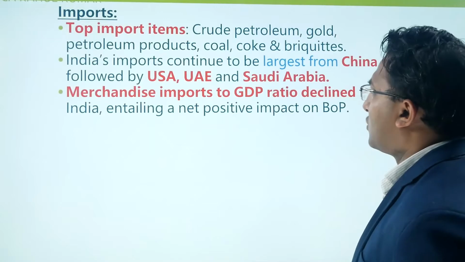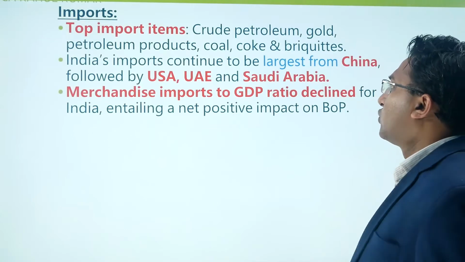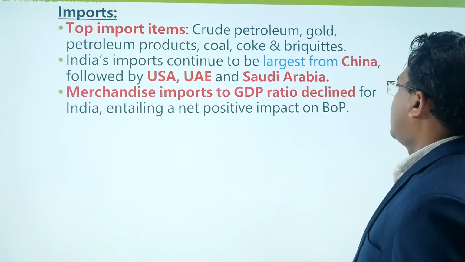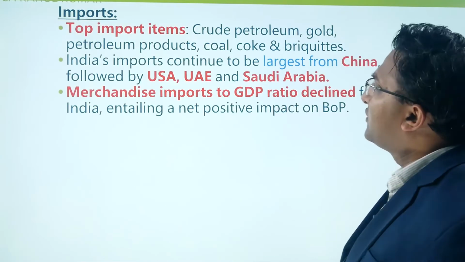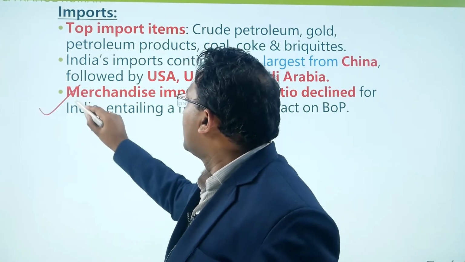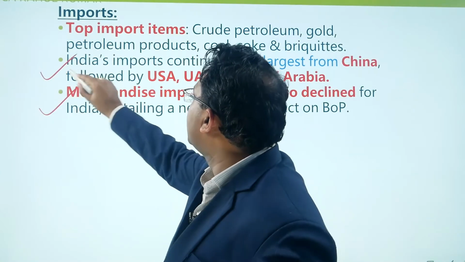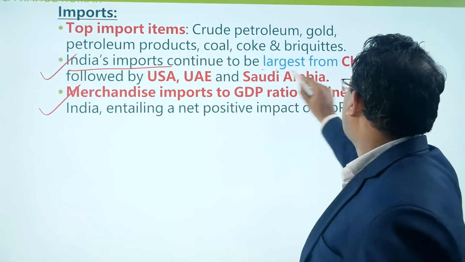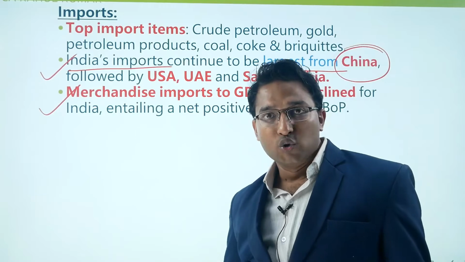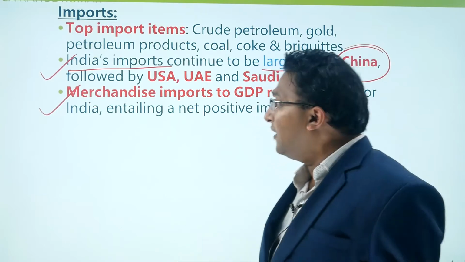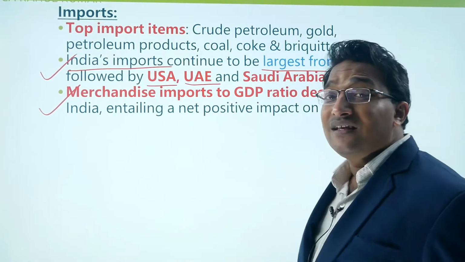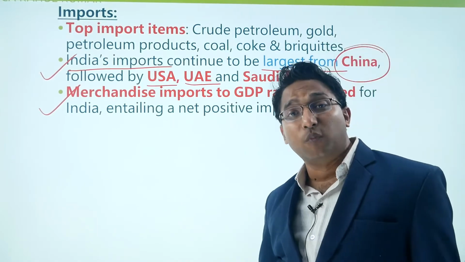Now import, top import items. So we have already seen this. In this slide, the second one is important, and the first one also. India's imports continue to be largest from China. So China is the largest supplier to India. So the largest import comes from China, followed by USA and UAE. Right. So China is the largest exporter to India.